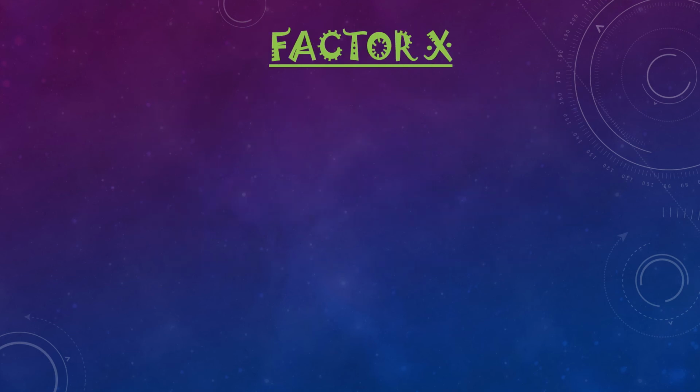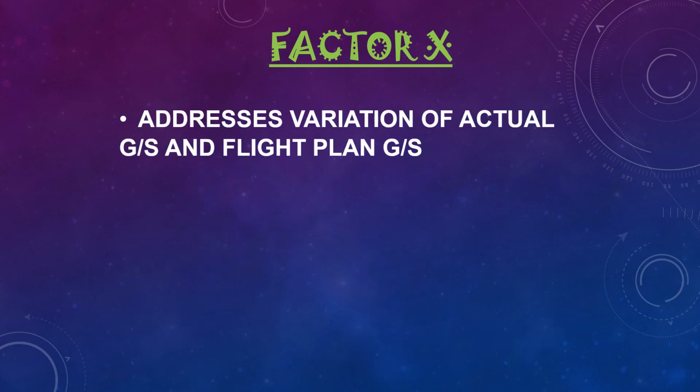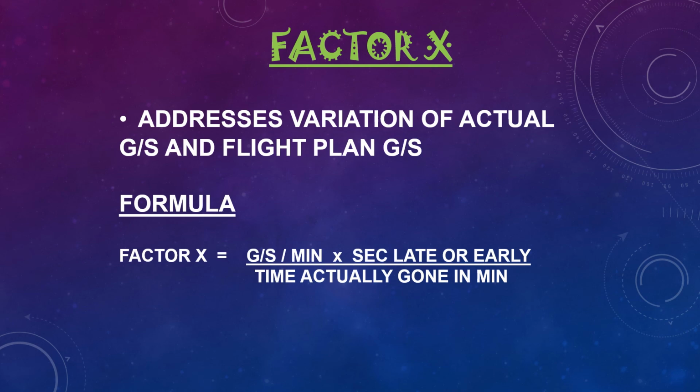Now all these methods assume that the timing change is only due to the external factors and the aircraft is flying a ground speed same as that planned on ground, which is hardly the case. Thus, factor X comes into play. It caters for the variation of actual ground speed and the flight plan ground speed. Factor X is given with the formula X equal to ground speed per minute into seconds late or early divided by the time actually gone in minutes.